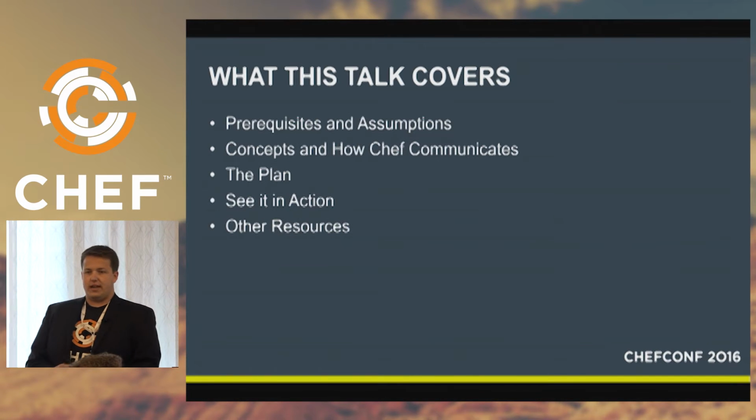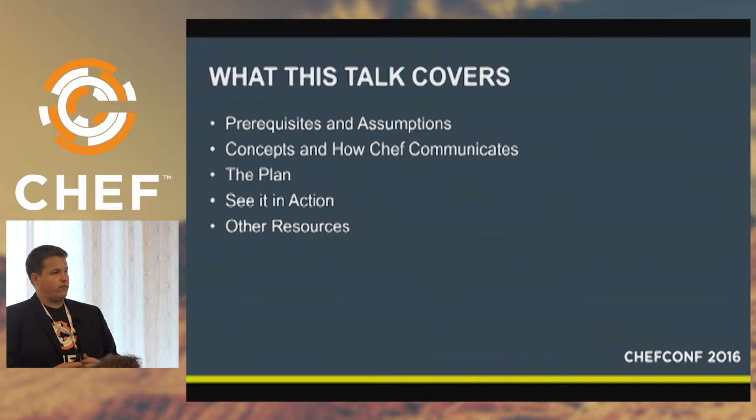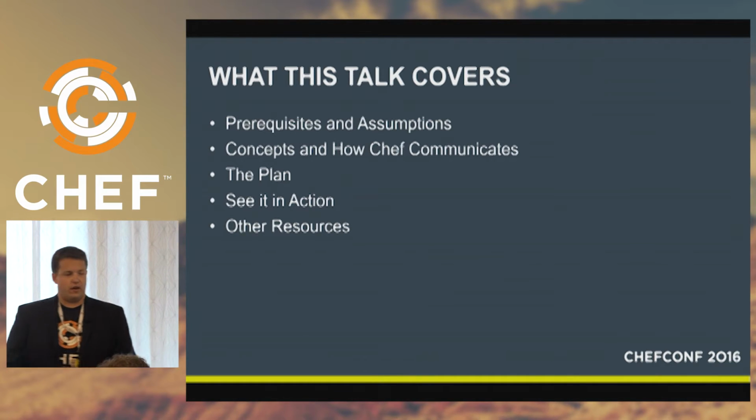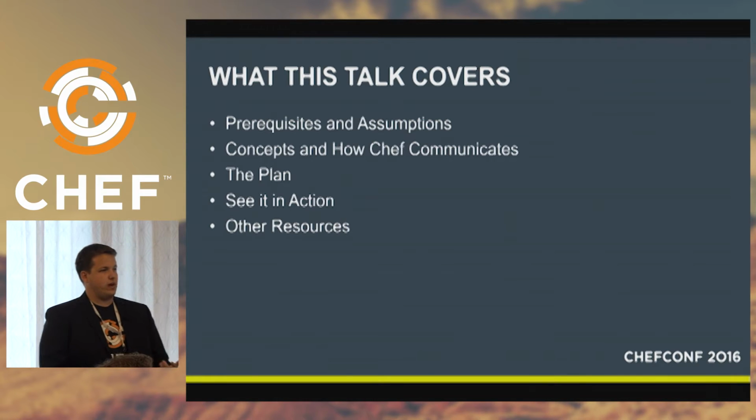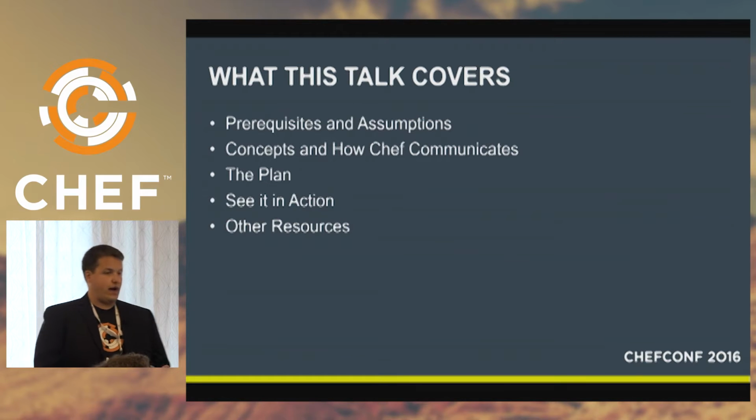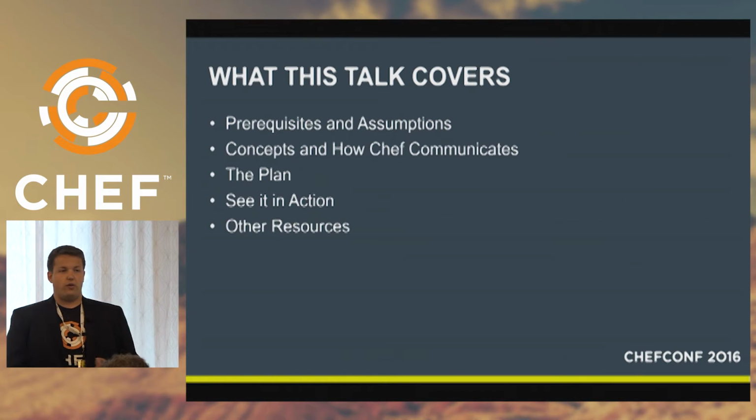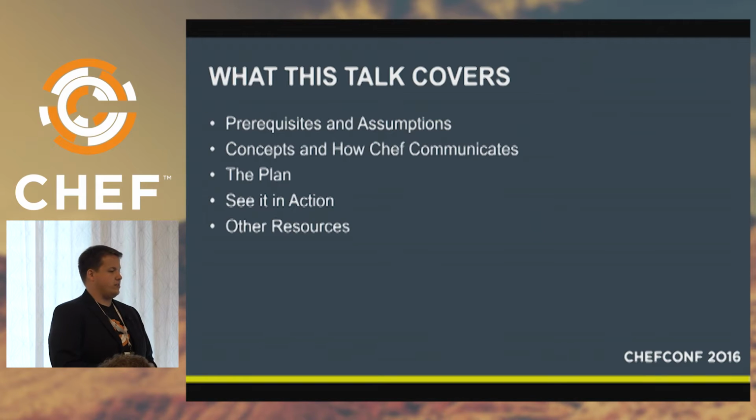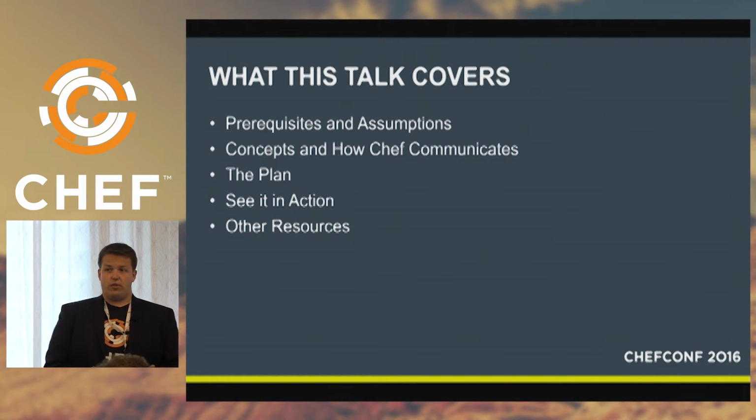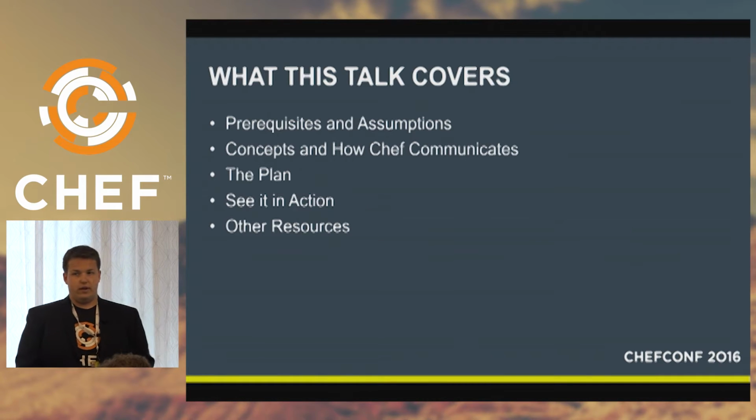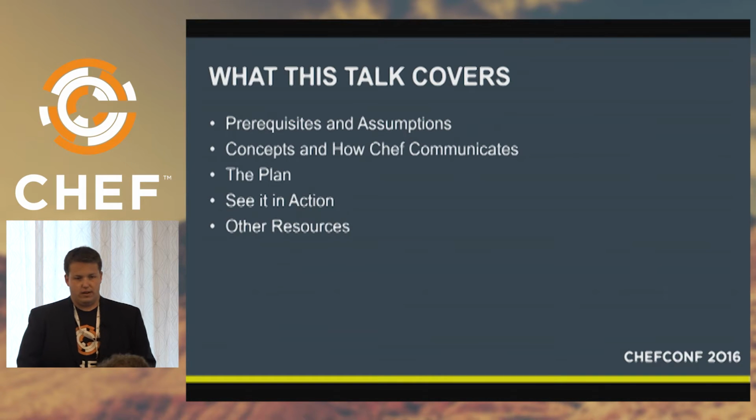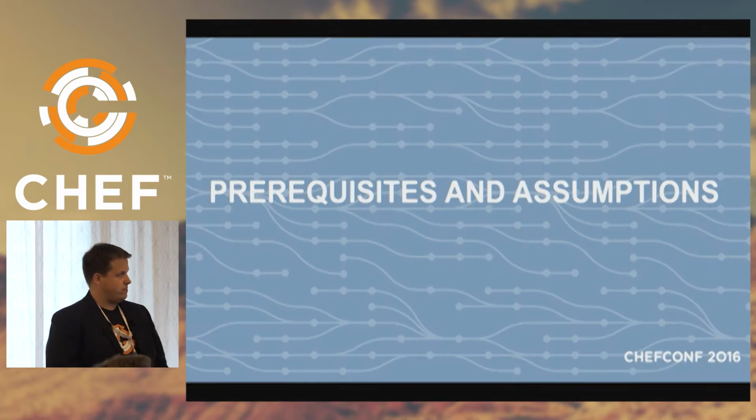So what we're going to talk about today is obviously running Chef in an offline world. To get us started, we have some prerequisites and assumptions about your environment that we're going to need to cover. I'll talk about some of the concepts we're going to cover, the things inside of Chef that we're going to operate with, and how Chef communicates, so we understand some of the security model that you're probably also concerned about as we go through this. The plan of how we deploy Chef in an offline world, like what does that look like, how does that operate? Followed by, we're going to see it in action, and then any other resources we have to get you going on this process.